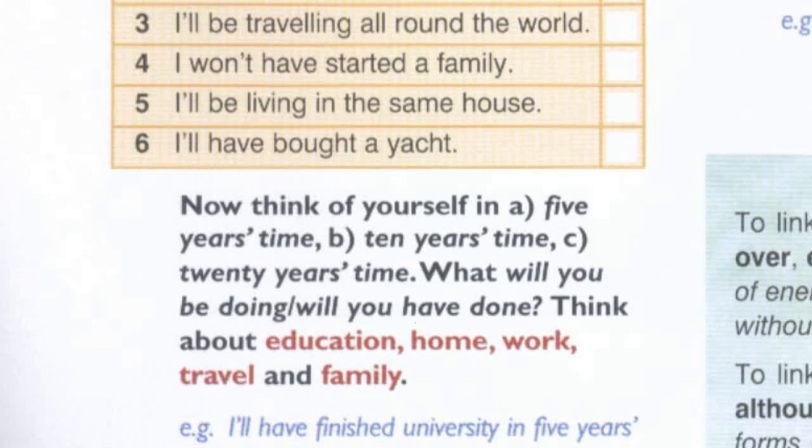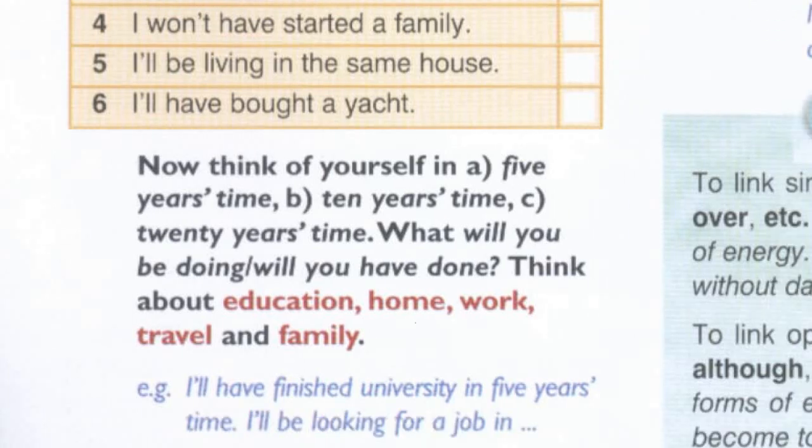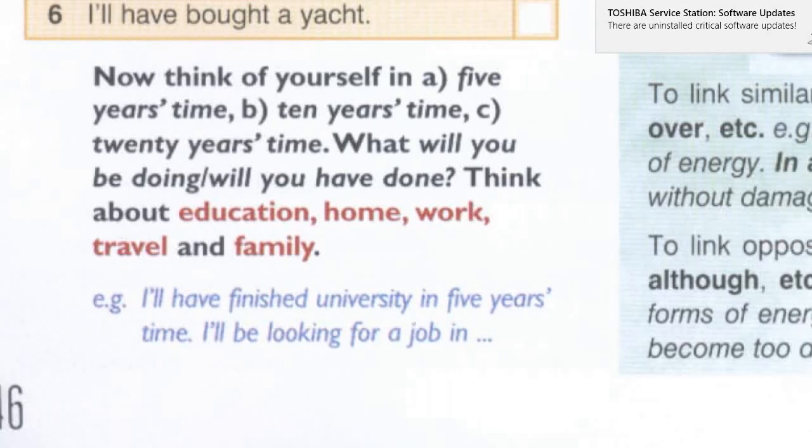I'll leave the other part of exercise 14 to you. You need to think about your future, intensive thinking, and write sentences about your future. Look at here, example is done. I'll have finished my degree, or I'll have finished university in 10 years' time, in 5 years' time. I'll have finished.